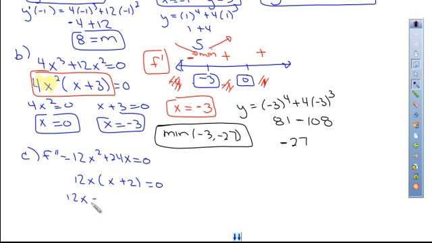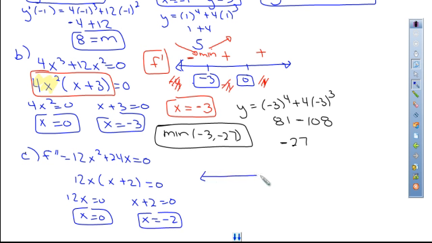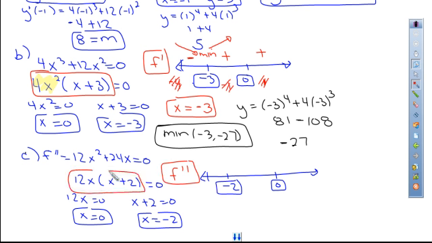12x equals 0, x plus 2 equals 0. So x equals 0 and x equals negative 2. So these are possible points of inflection. So I'm going to do my number line to check whether they are points of inflection. And I need to check, since I'm looking for points of inflection, the sign of my second derivative. So I'm checking the sign of the second derivative.